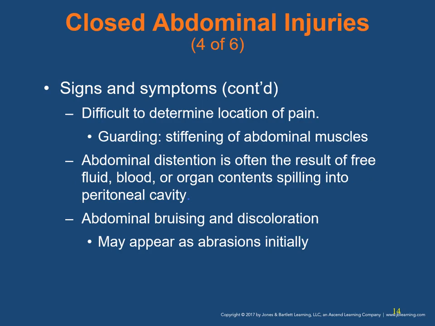Determining the location of the pain or referred pain can be difficult when the patient has voluntary or involuntary guarding. Conscious or unintentional stiffening of the muscles of the surface of the abdomen to avoid further pain may be mistaken for abdominal rigidity. Abdominal distension or swelling between the xiphoid process and the groin is often the result of free fluid, blood, or organ content spilling into the peritoneal cavity.